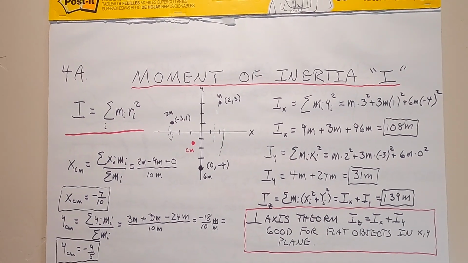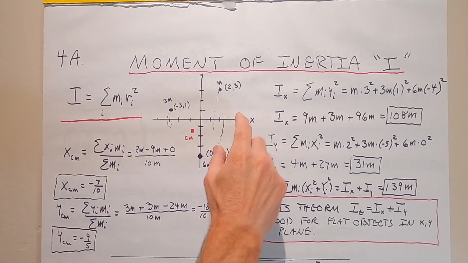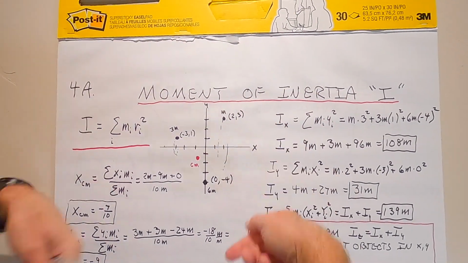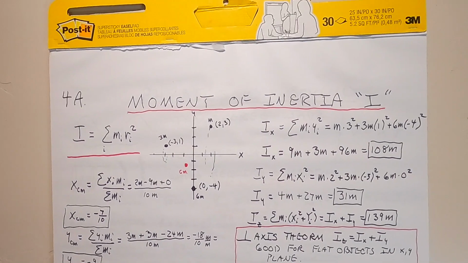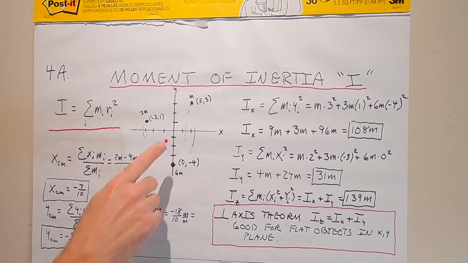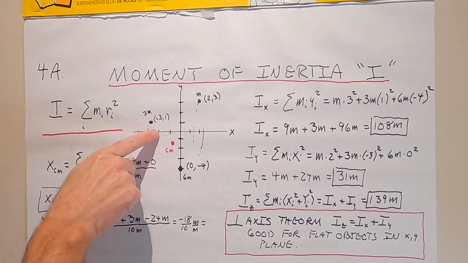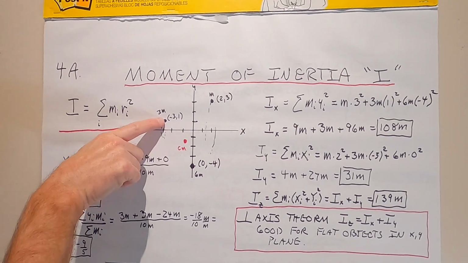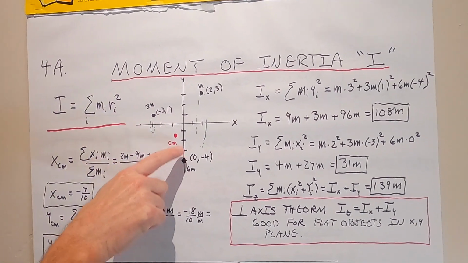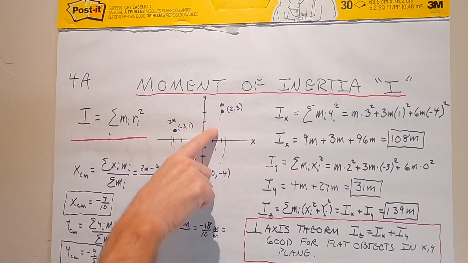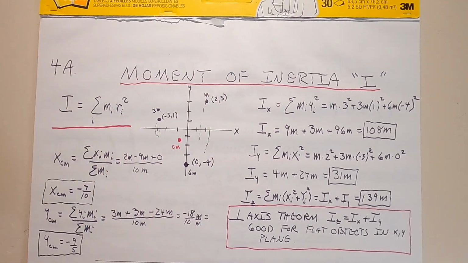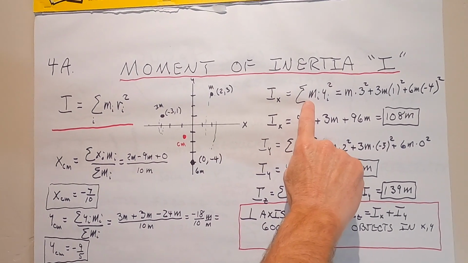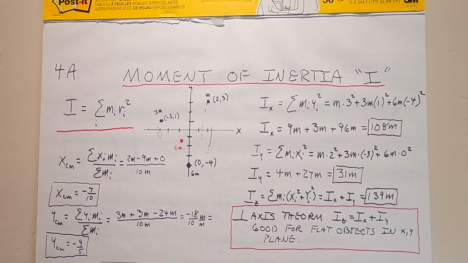What is the moment of inertia about the x-axis? That is, what if I came over here and twisted this going around like this? What would be the moment of inertia about the x-axis? Well, you notice this one right here, going around like this, the radius is only 1. This one, the radius is 3. You notice the radius is just the y value. So I could have written this as just the sum of all the m sub i, y sub i squared.